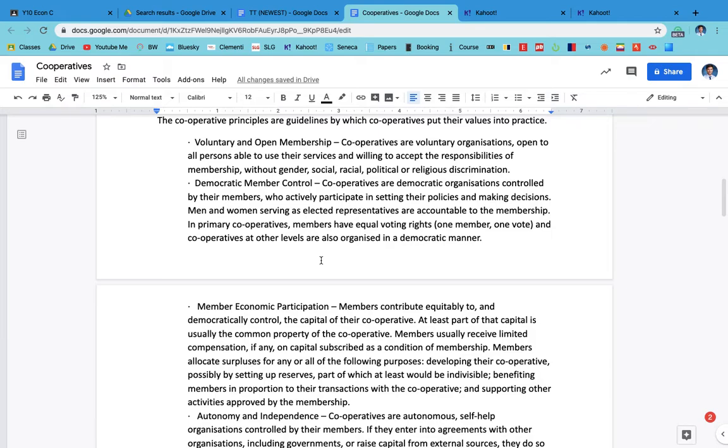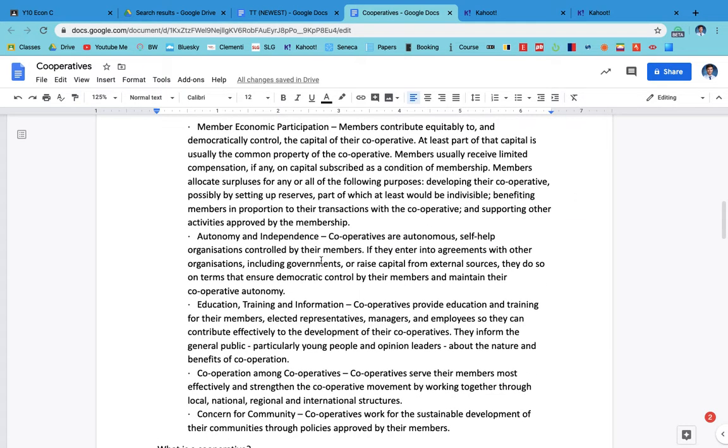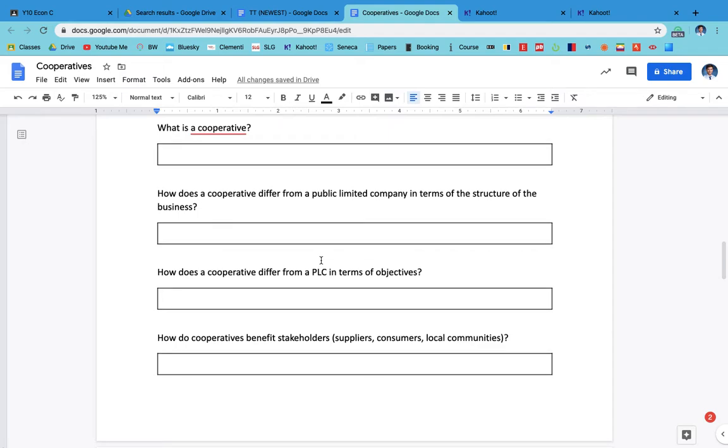One member, one vote. So major decisions are decided democratically, and they are independent businesses that are run for the benefit of their members, and their members could be primarily their workers, but it could also be members of the community. But yeah, think of the word cooperative. It's people cooperating to run a business to benefit each other.